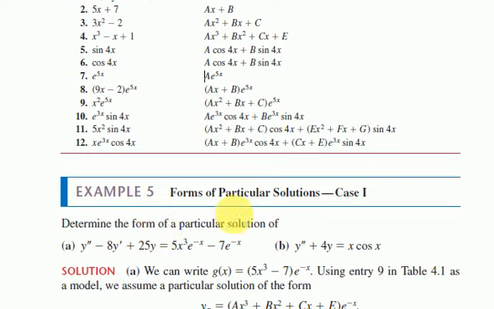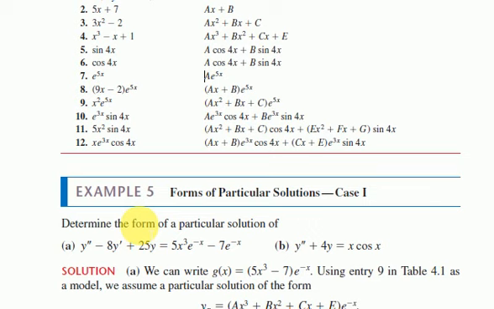In this example we are discussing different forms of particular solution. Case 1: we are given 2 questions, and we have to find their different forms. We are not finding the general solution, the complementary function, or the particular solution. We are just finding the form.